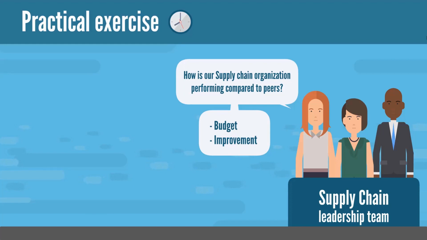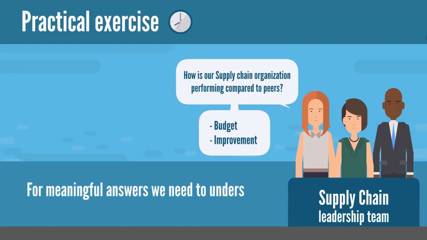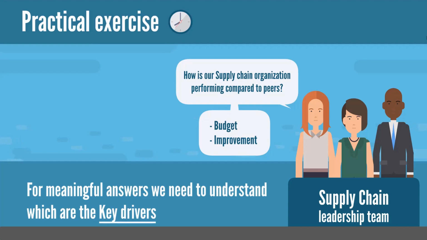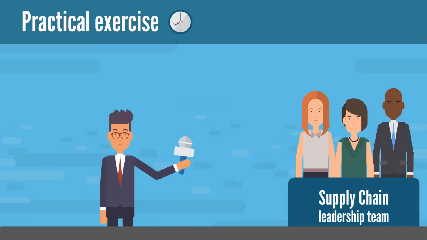To come up with meaningful answers about how supply chain is performing and how they are doing versus peer organizations, we need to understand which are the key drivers of a supply chain organization, right? So for our analytical exercise, we need to interview the supply chain team and uncover the true value and cost drivers related to their work.